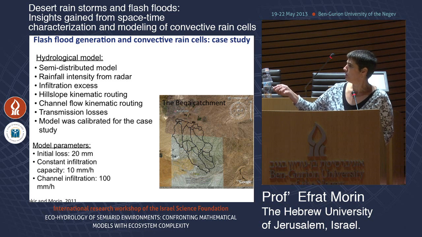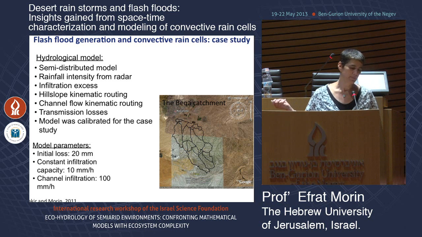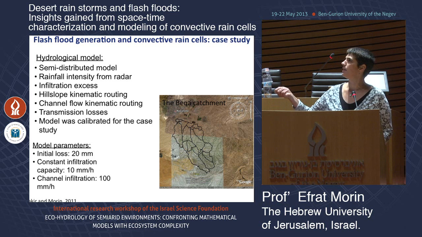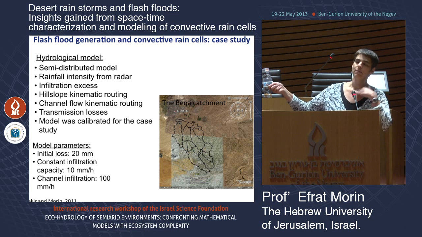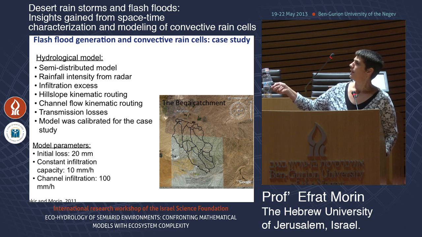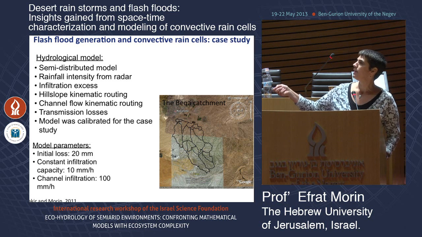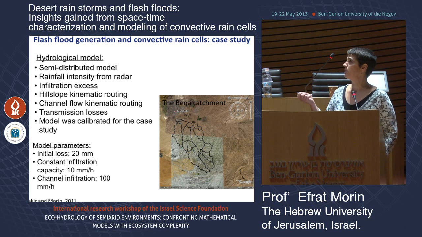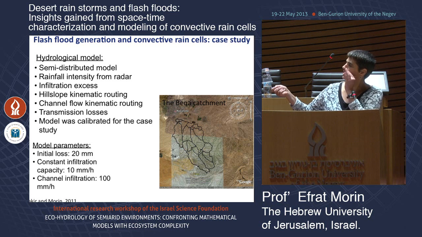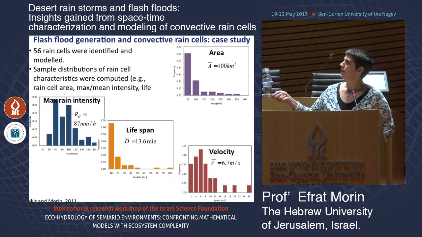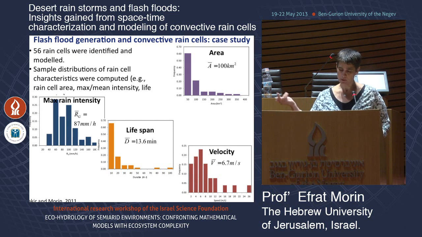We had a hydrological model for this catchment representing the most important processes that occur in it: an infiltration excess mechanism to generate rainfall excess, then kinematic routing of the flow to the channels, and then in the channels, transmission losses, which are quite important in this region. For this analysis, we calibrated the model for this case study, and we used it to represent the hydrological response.